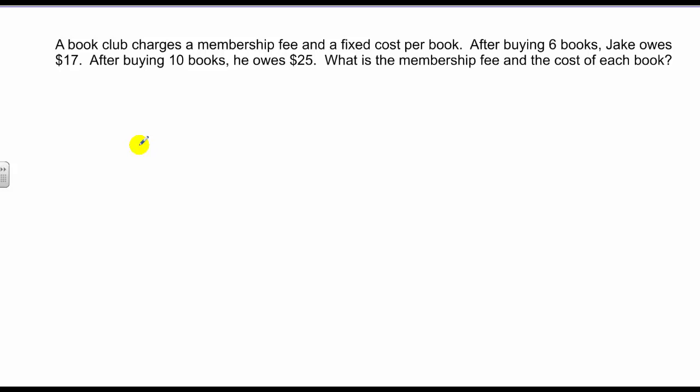So in this problem, you've got a book club charging a fixed cost per book and a membership fee, and after buying 6 books, Jake owes $17. After buying 10 books, he owes $25. You want to know the membership fee and the cost per book. So let's call our membership fee M and our cost per book C.